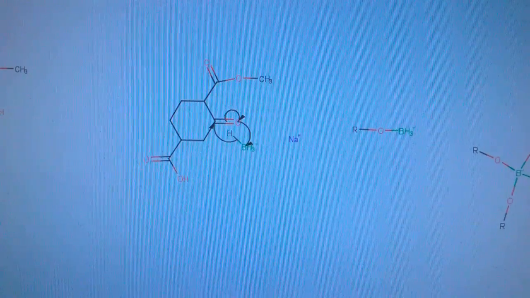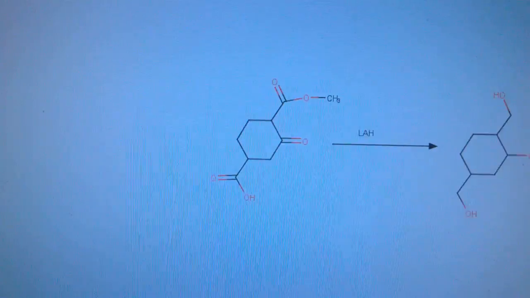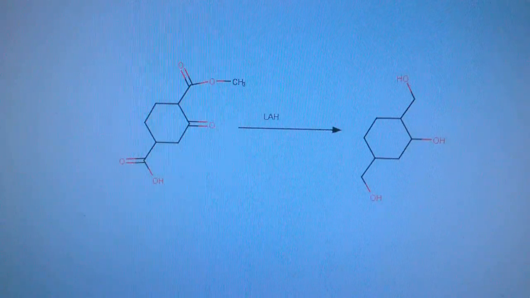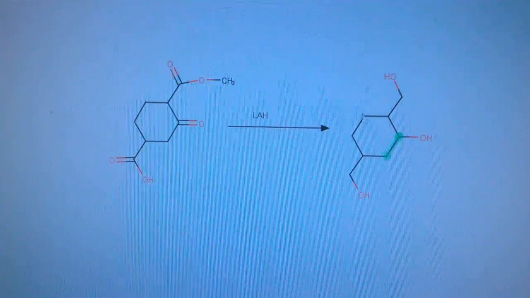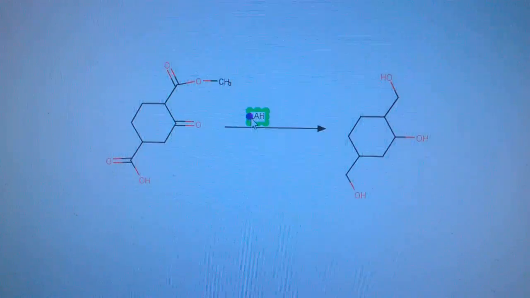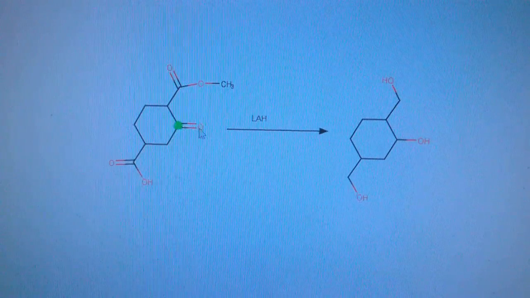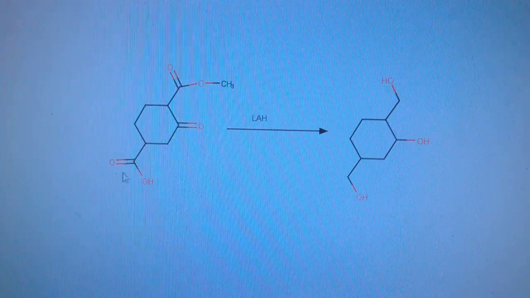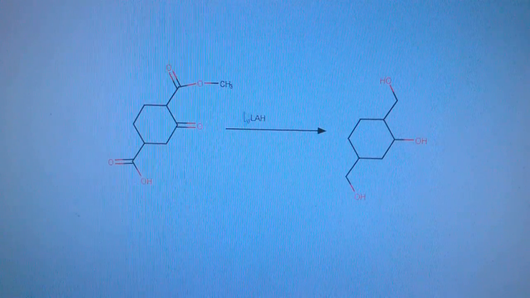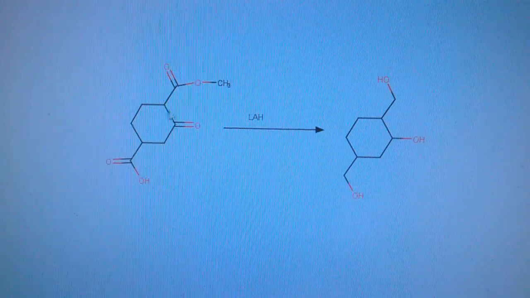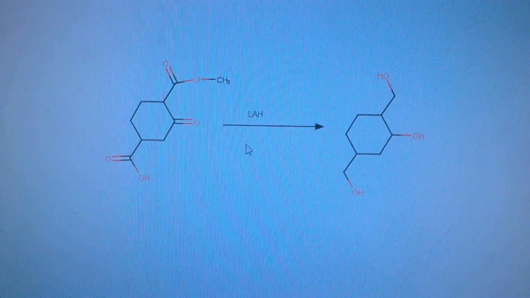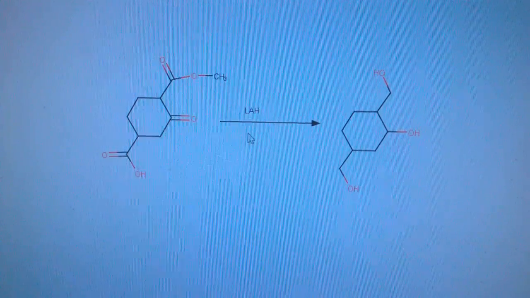Another way to reduce is with lithium aluminium hydride, which is a strong reducing agent. If we do it with this, we will not only reduce the ketone, but we will also reduce the ester and the carboxylic acid. This is because the LAH is much stronger than the borohydride, which is why we chose the borohydride before.